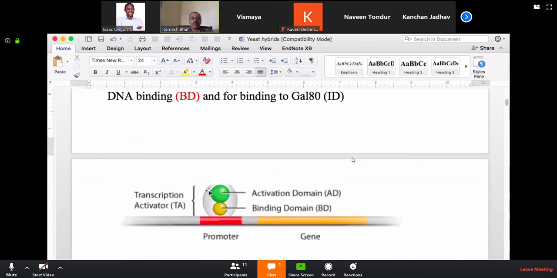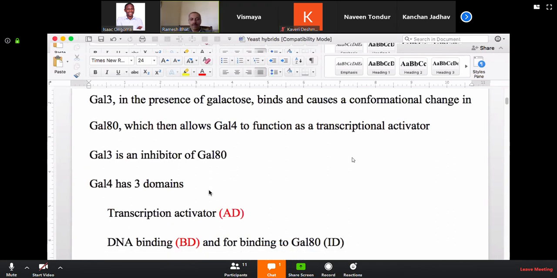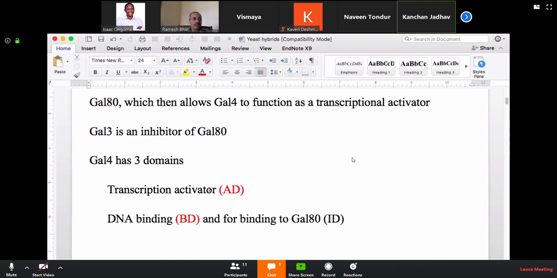I'll not be using this slide. I'll just explain. Now you imagine that there are 2 proteins, protein A and protein B. Say protein A has got activating domain or AD, and protein B has got binding domain. And if these 2 proteins are separate, if they do not interact, can they act as the transcription factor? No, sir. Okay, good.